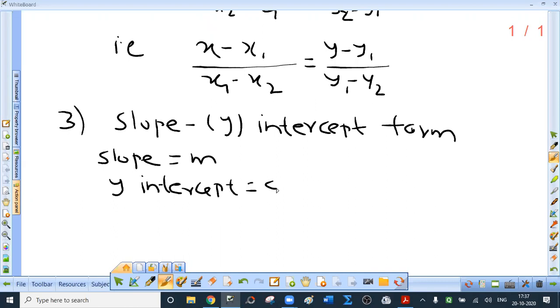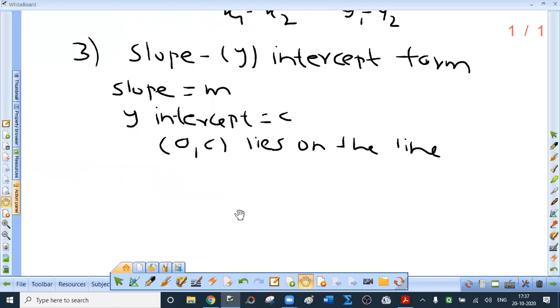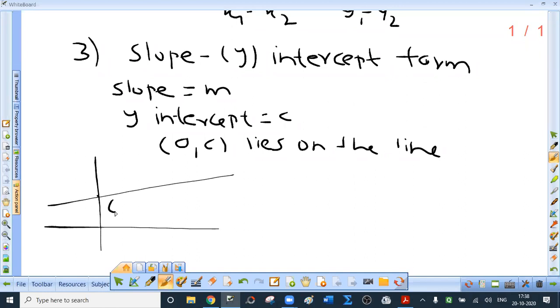Now you know that if the y-intercept is c, the point (0, c) lies on the line. See, what is the definition of intercept? If a line cuts the y-axis in the point (0, c), then c is called the y-intercept of the line. This is the definition. Yes, this is the line. The point (0, c) lies on the line. I call this point A.